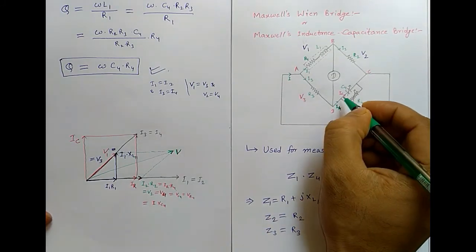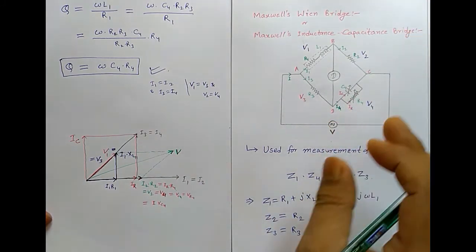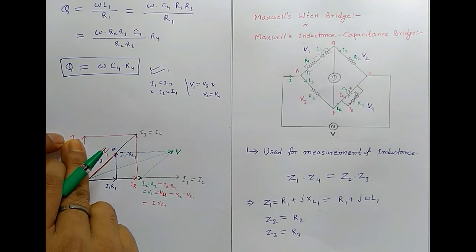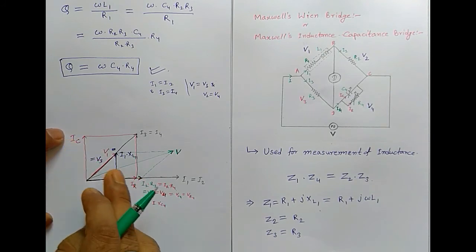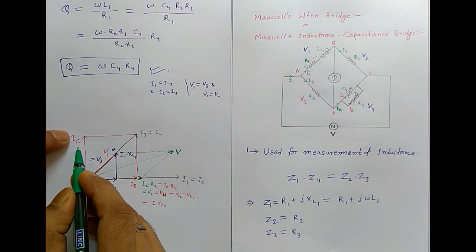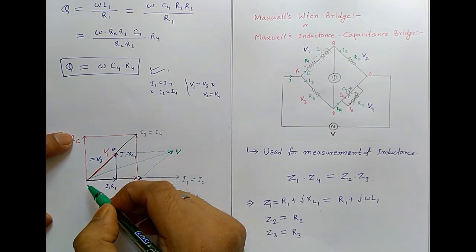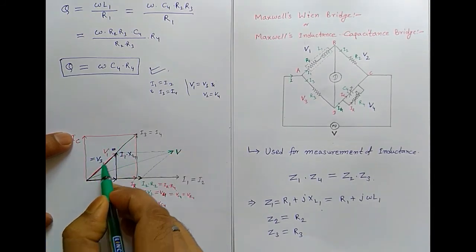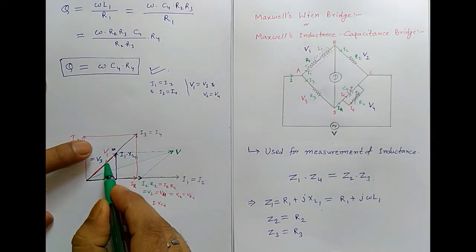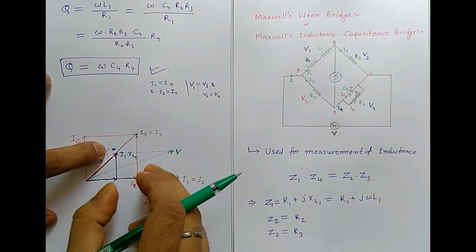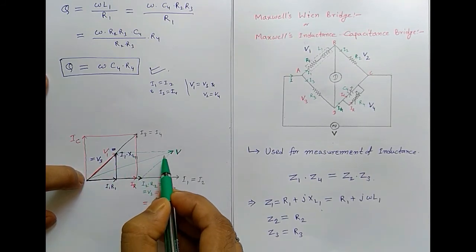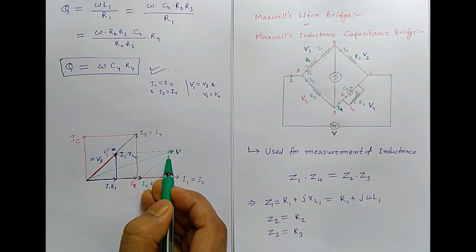Now where will IC be? IC will be in the upward direction, that is the positive j direction, with respect to V4. So let us assume that this IC indicates 90 degrees upward with respect to V4. So this is IC, and the resultant of IC and IR gives us I3. Now V1 plus V2, the resultant of these two vectors, this vector and this vector, gives us V. So this is V.